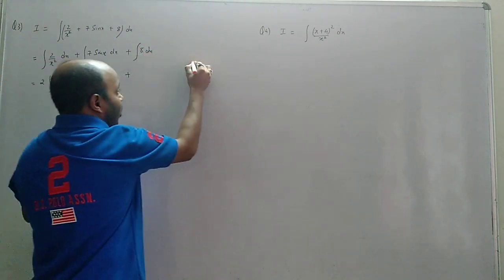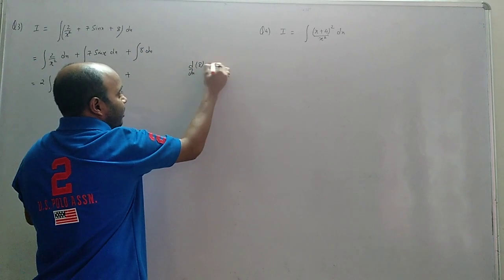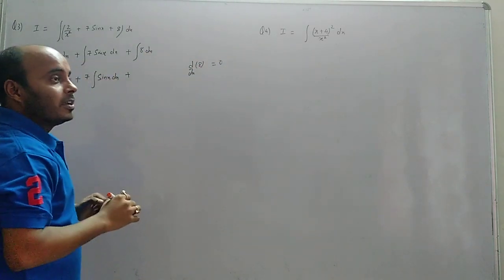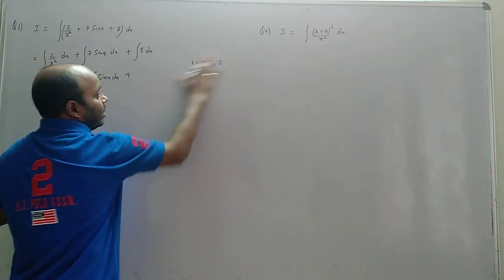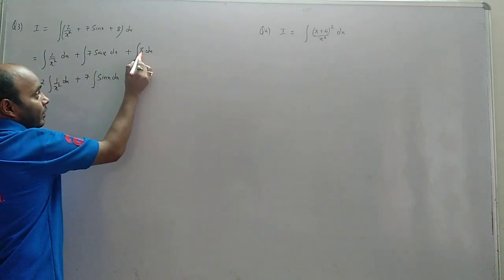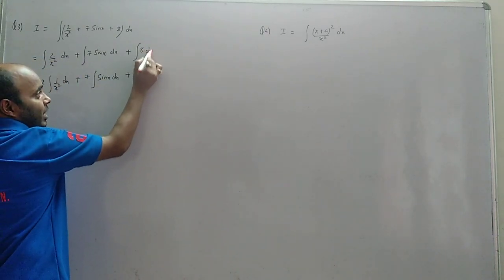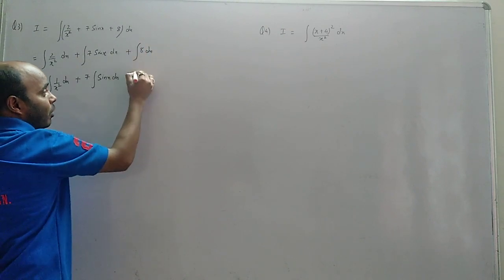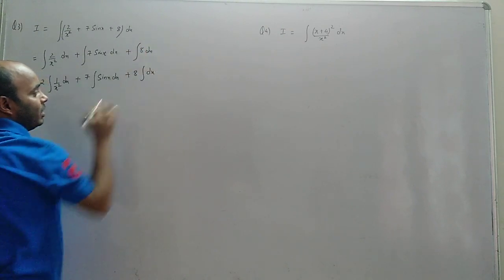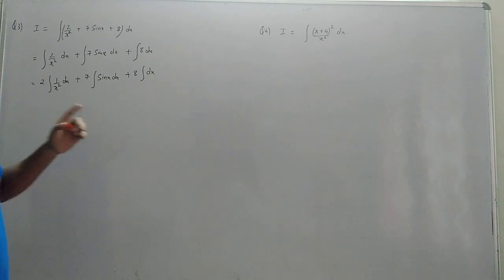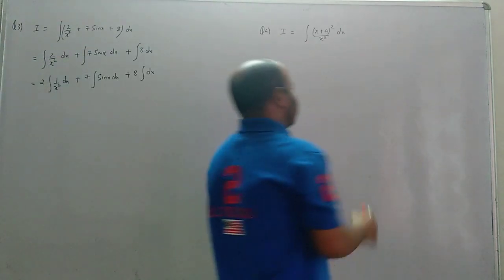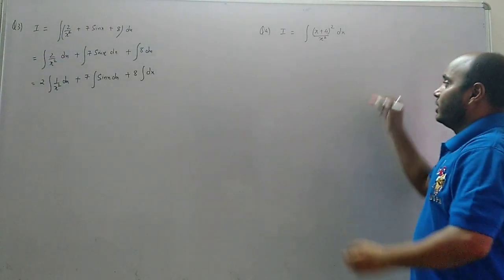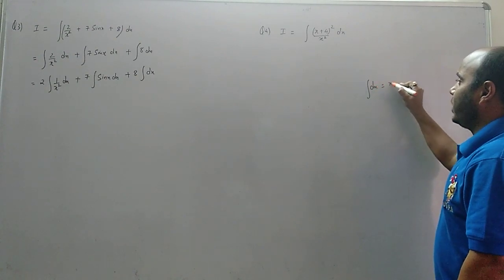Normally when we have only differentiation of a, it becomes 0, because we don't have any variable with it. Here, constant into variable, 8 into dx. So 8 will come out. 8 integration of dx. Now see, in the formulas, please add one more formula there. Integration of dx equals to x plus c.